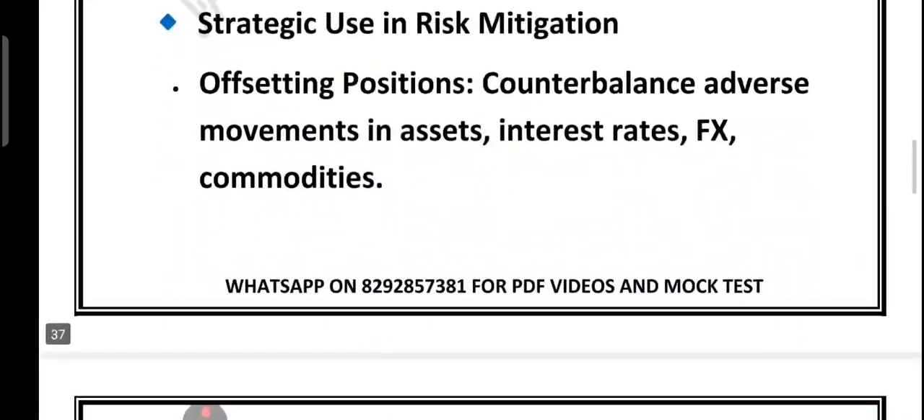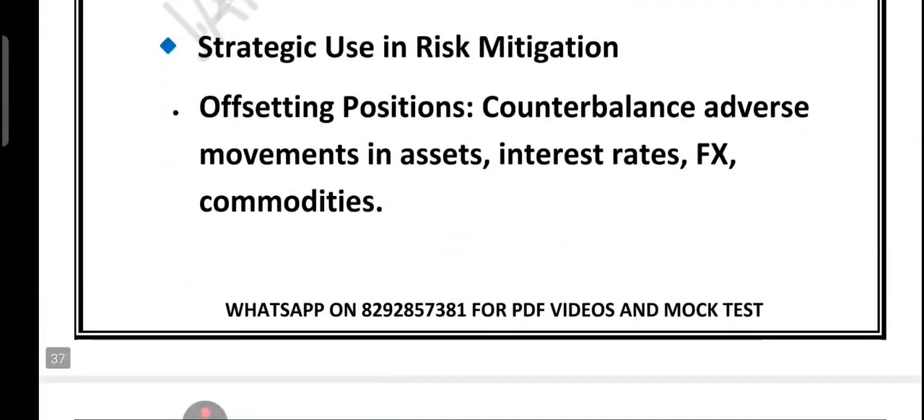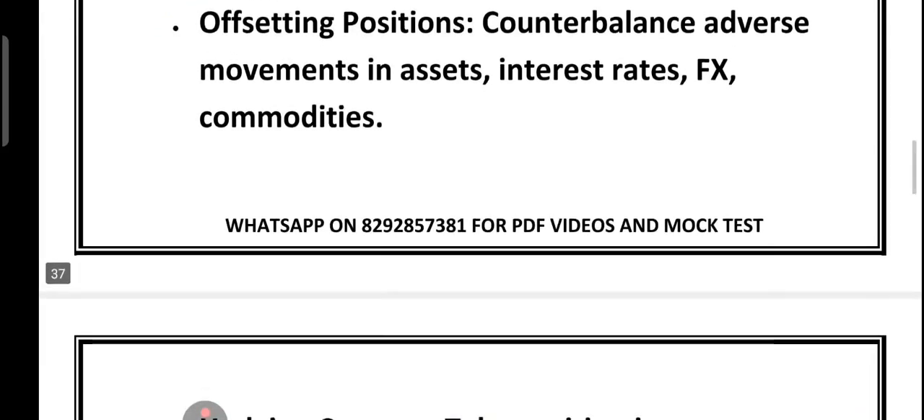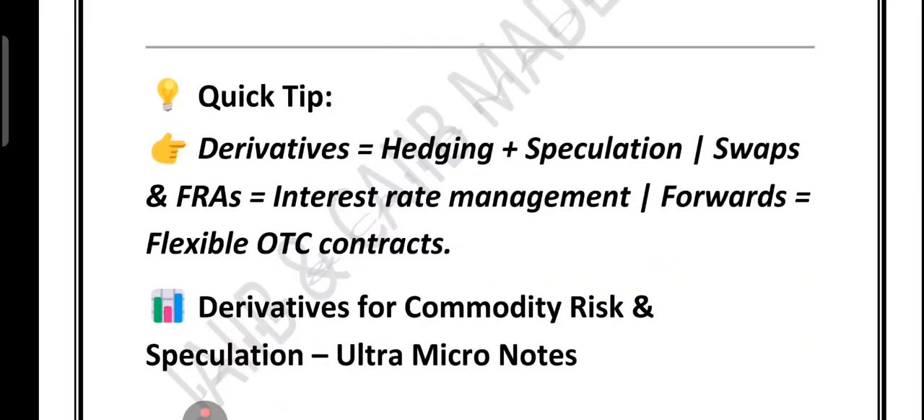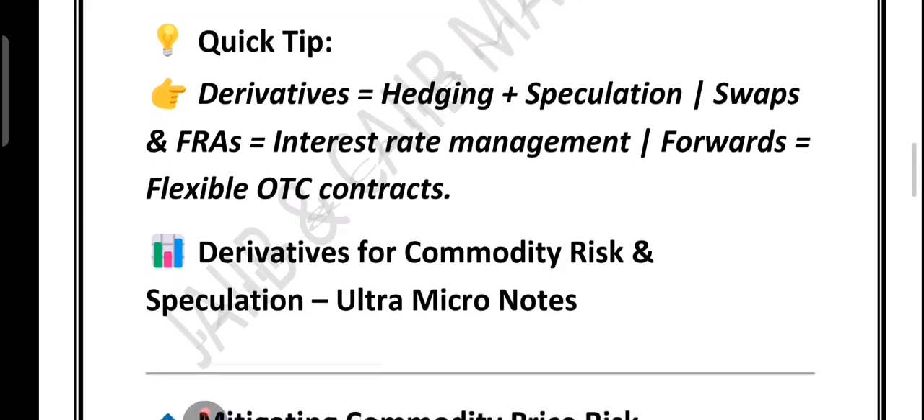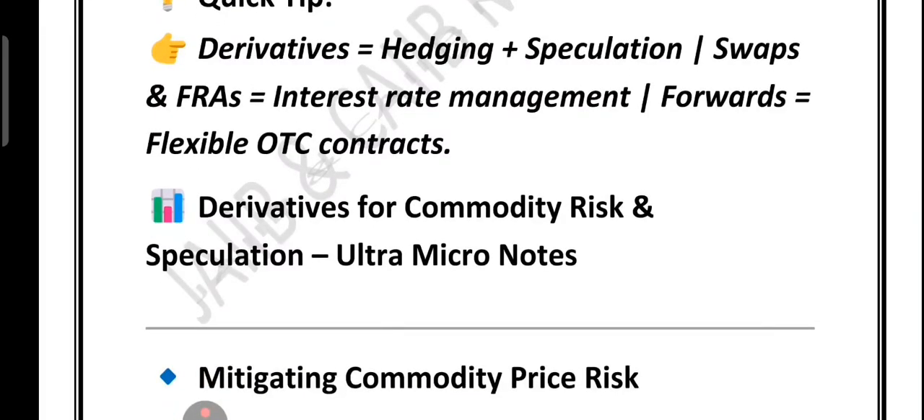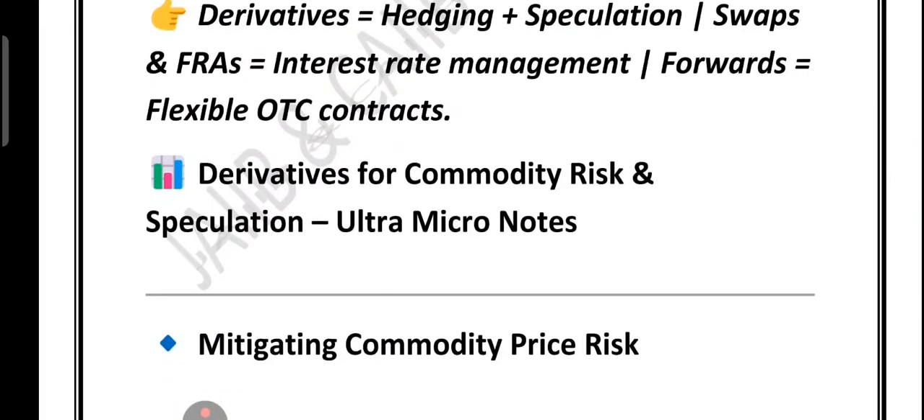Now let's look at the strategic use in risk mitigation, right? Counterbalance adverse movement in the asset, interest rate, forex exchange, commodity, right? These are the points. So derivatives include two things: hedging and speculation. Swap and FRA are for interest rate management, and forward offers you a flexible OTC contract. Now let's look at derivatives for commodity risk and speculation. Let's talk about it.